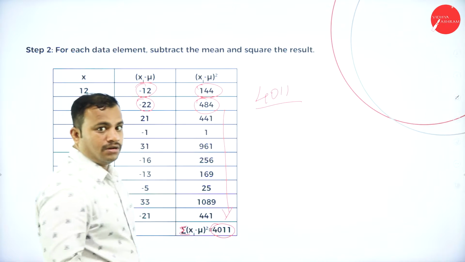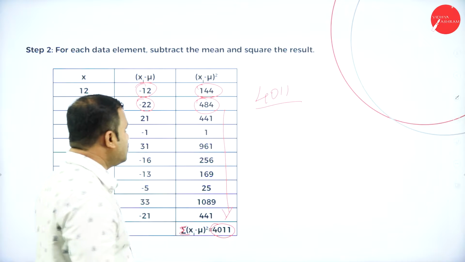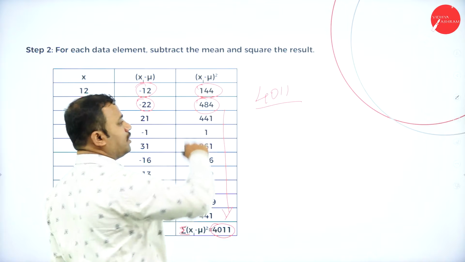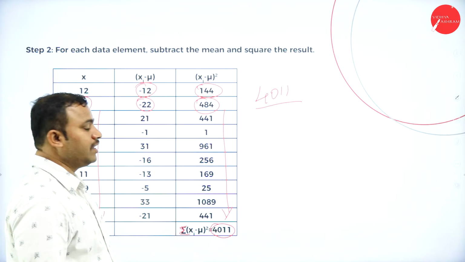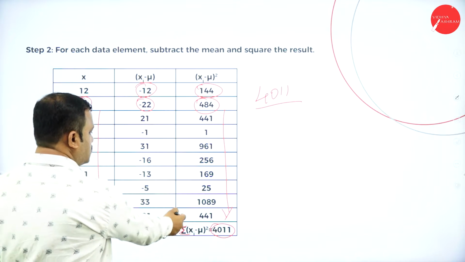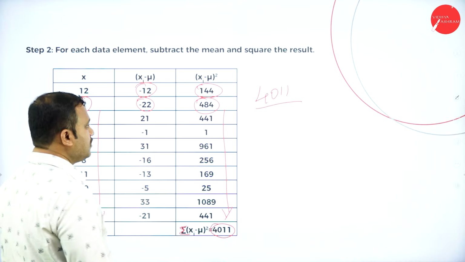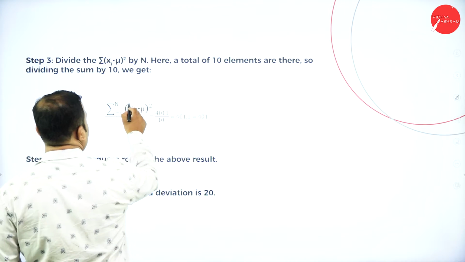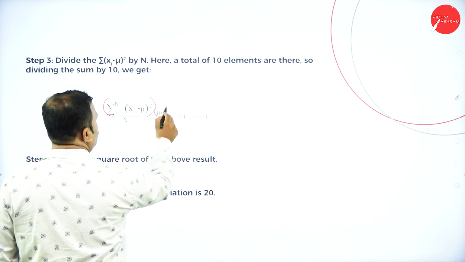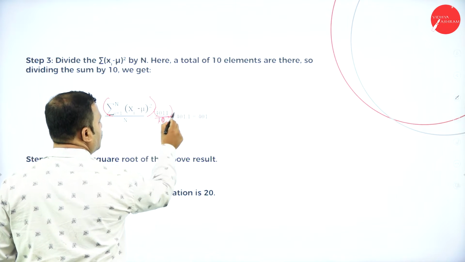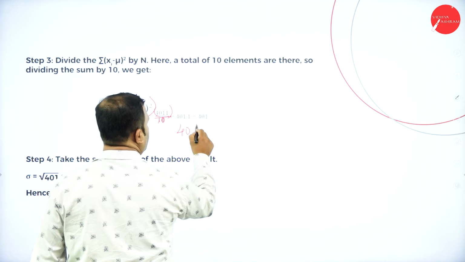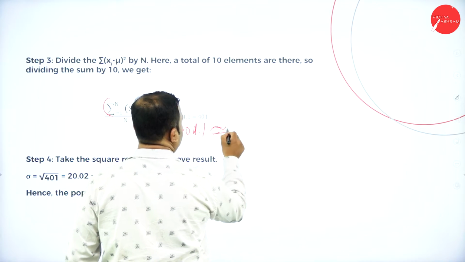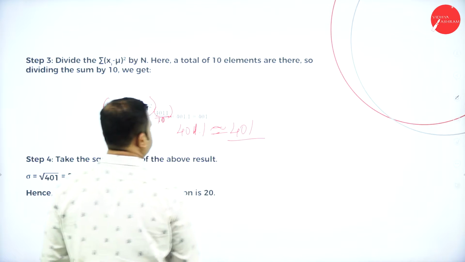But please understand here how many values there are. This is for x minus mu whole square. Now I have to find the standard deviation. But this is not the standard deviation value. This is the variance. So the variance we have found is 4011 divided by 10, which is equal to 401.1, which is almost equal to 401.